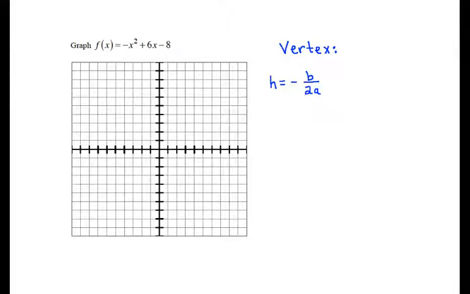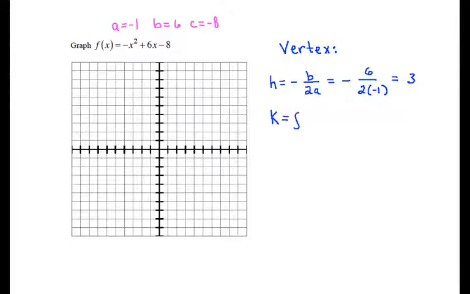In this case, my a is -1, the coefficient of x squared. My b is +6, and c is -8. So plugging into this formula, I get minus 6 over 2 times -1, which turns out to be a +3. Be careful about those signs. We have 2 negatives here, and everything is multiplied and divided, so I can go ahead and just go straight to that answer of 3.